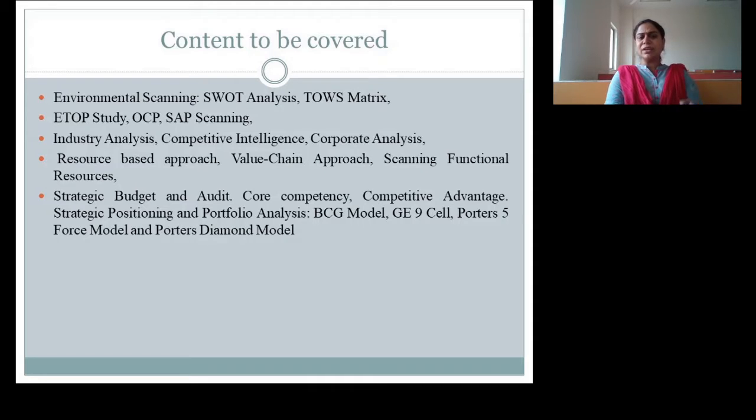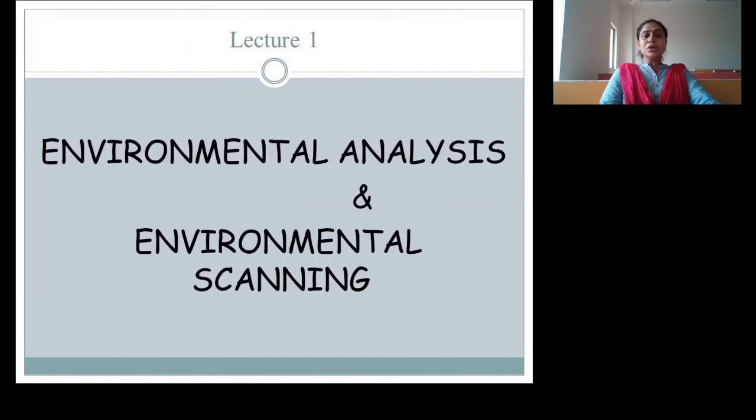G9, we will cover in Unit 3, not part of Unit 2, but I have mentioned it here so that you can have a glimpse of the models covered in your strategic management syllabus. They hold a very important part in the strategic management paper, and they also constitute very important questions in your examination. Moving on to Lecture 1 of Unit 2, that is environmental analysis and environmental scanning.